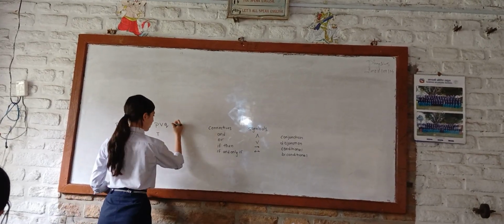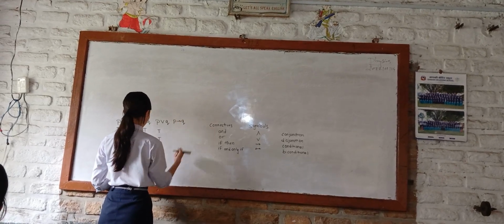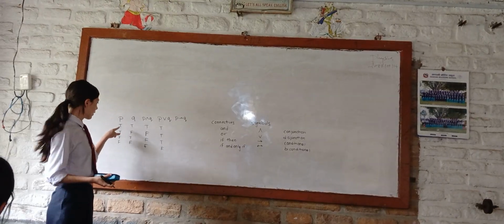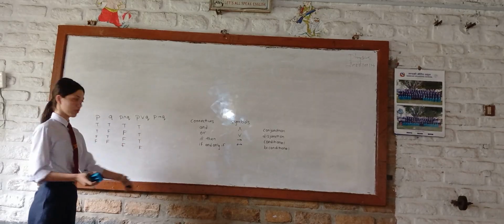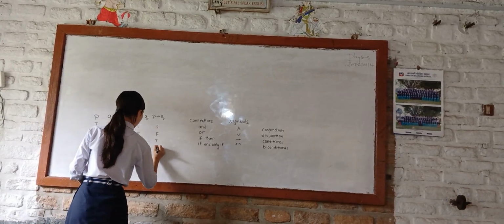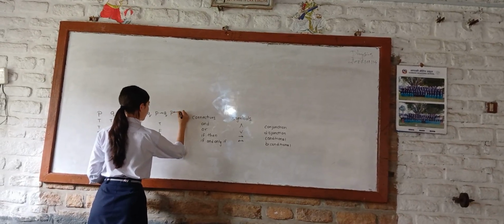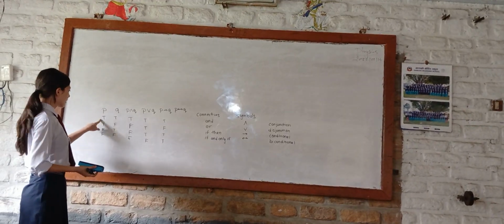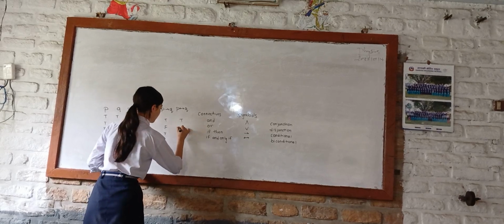Similarly in conditional, only if P is true and Q is false, it will be false, otherwise everything will be true. Similarly in biconditional, it is only true when P and Q have the same value, that means TT and FF only. Then it will be true, otherwise everything will be false.